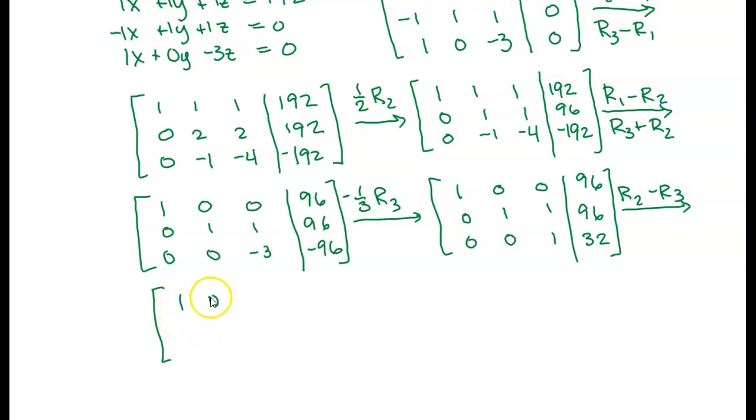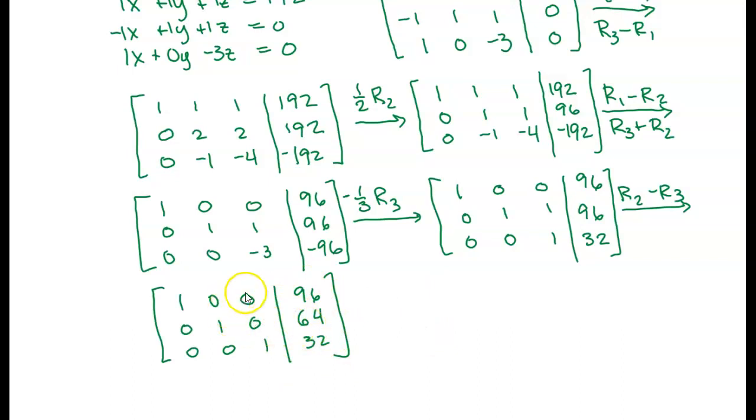All right, so I'm not changing the first row at all. And I'm going to take row 2 and subtract row 3. So 0 minus 0 is 0, 1 minus 0 is 1, and 1 minus 1 is 0. 96 minus 32 gives me 64. And then I don't need to change the last row at all. 32. And voila, there we go. We've got our solution, right?